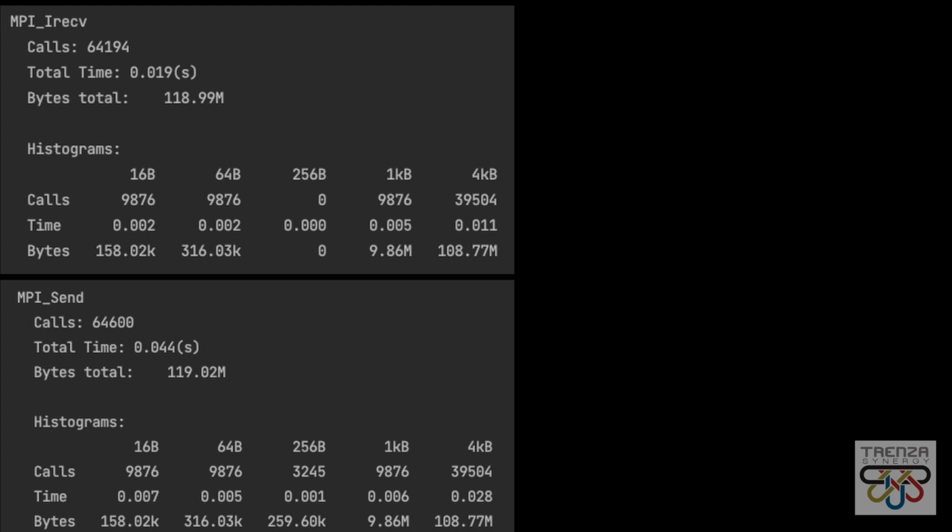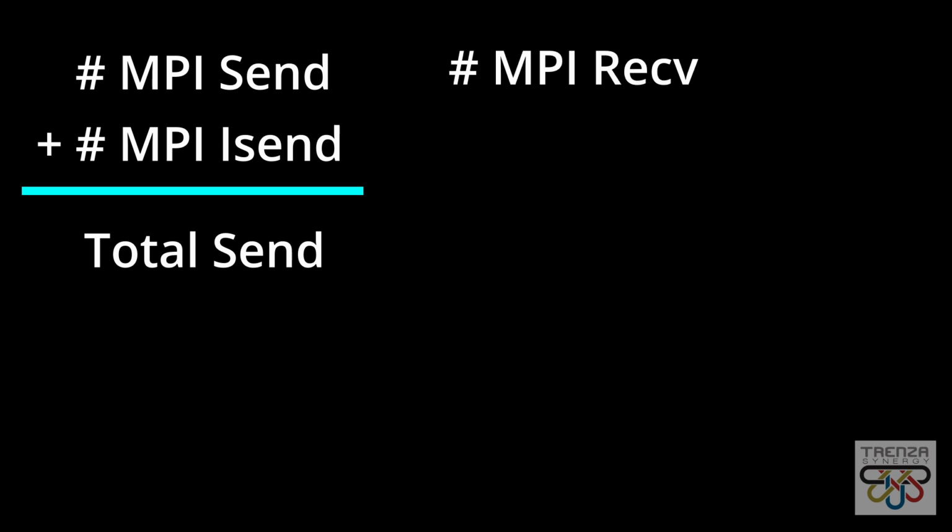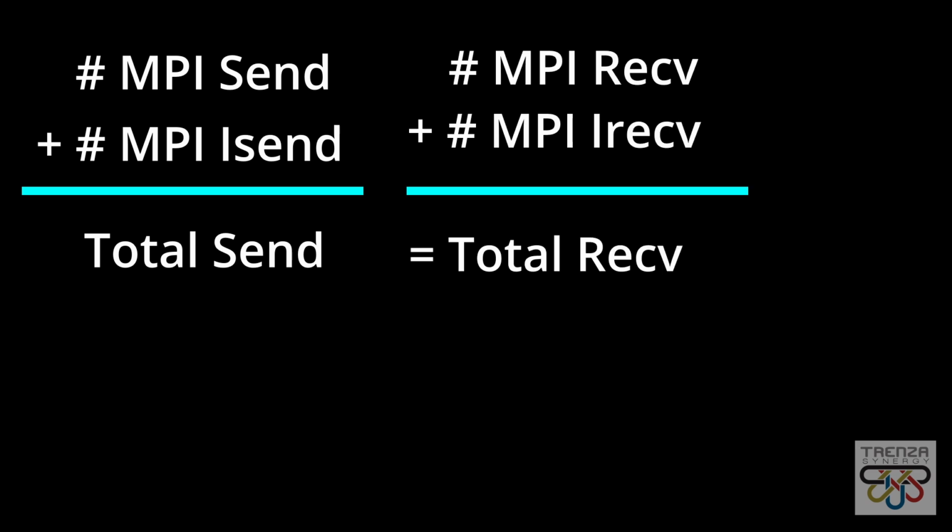But in this case, not all the ranks behave exactly the same, so the average number of calls for each function is not the same. The results for MPI send are different from the results for MPI receive, so we show them separately. Just a quick note, if you add up all the blocking and non-blocking send calls across all ranks of the application, they will exactly match the number of blocking and non-blocking receive calls.